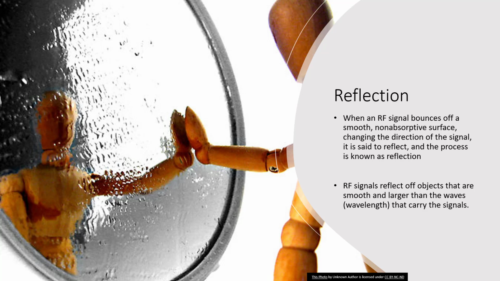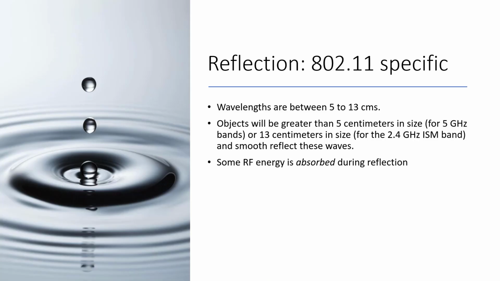By doing this process, it will not only bounce back, but there will be some sort of absorption as well. Now I will talk about 802.11 specific information related to reflection. In wireless LAN, we are going to use two different bands. One is 2.4 GHz, another is 5 GHz.